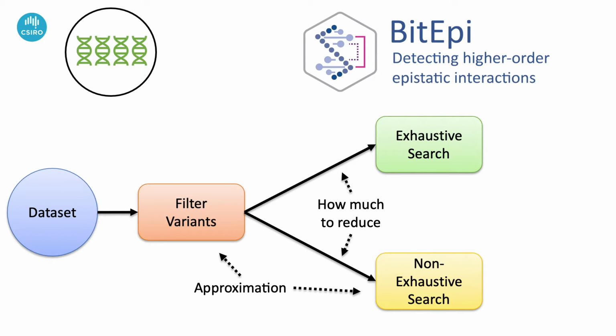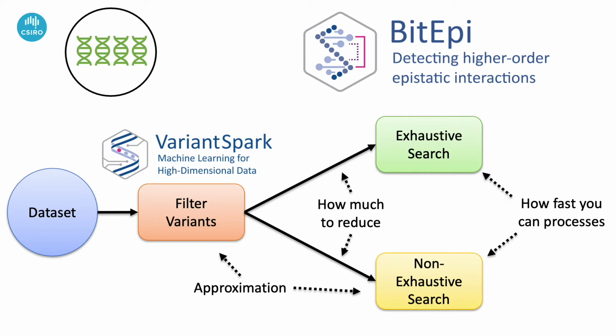Regarding the first step of approximation, how much we have to reduce the dataset depends on how fast we can process data. For the exhaustive search pipeline, being fast is critical because it means you can process more data within the same computational budget and ultimately discover more interactions. Non-exhaustive searches are usually faster and they can process more data in the same time. But note that they internally apply another layer of approximation, which reduces the chance of discovering interactions.